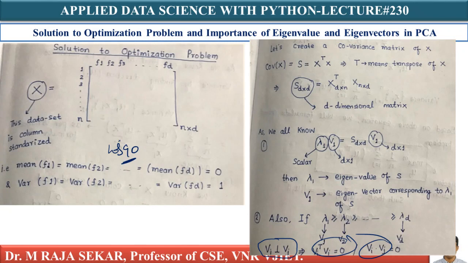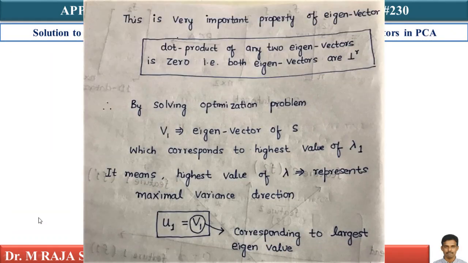This is one of the important properties. We will try to understand this property in a detailed manner in the next few classes, and see how it is useful. Now just see, this is a very important property: the dot product of any two eigenvectors is 0. Take any two eigenvectors, they are perpendicular to each other.